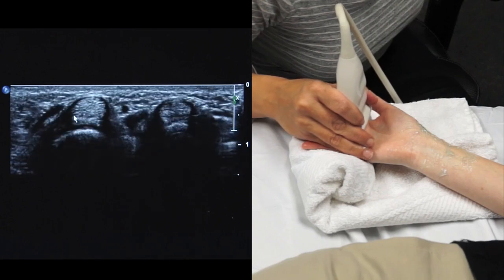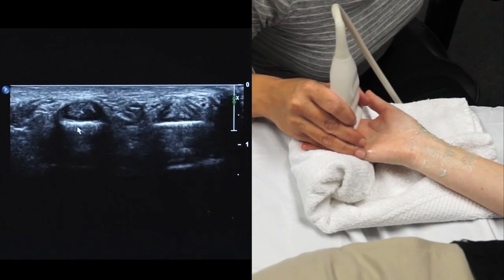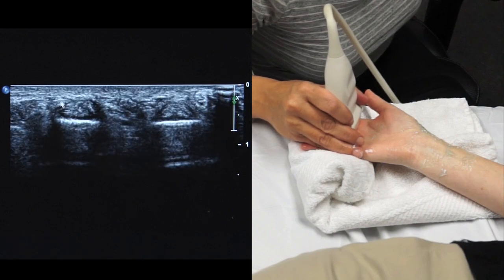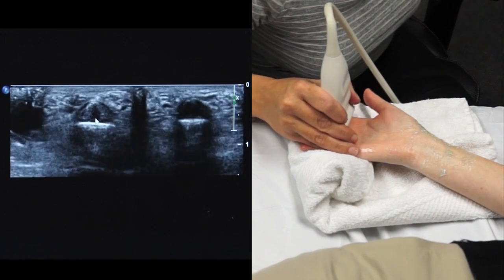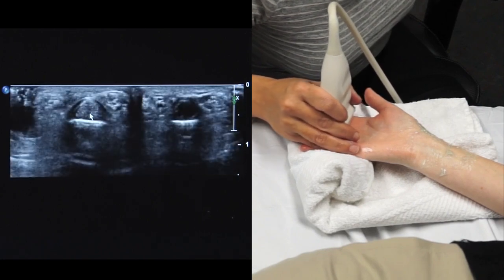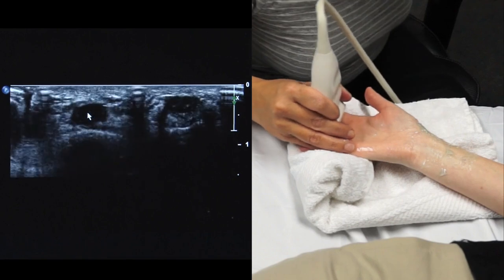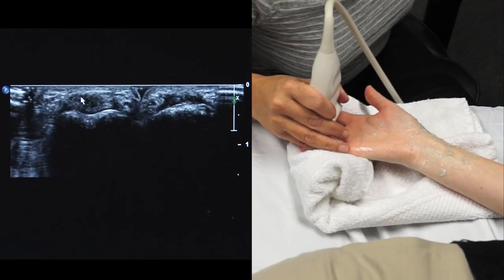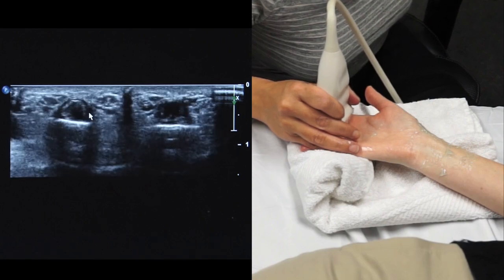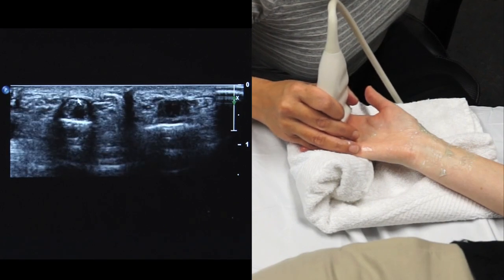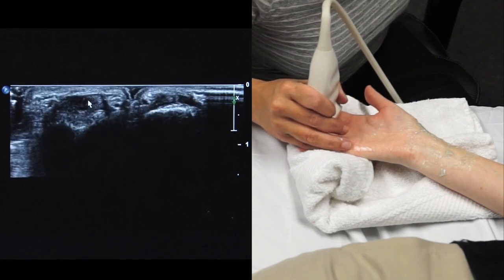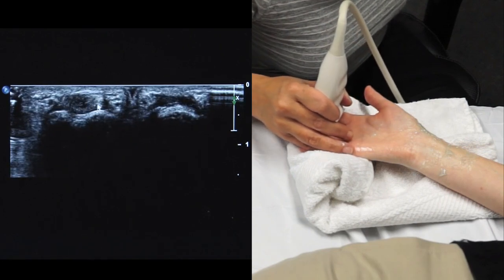Okay, so I just slid right across the joint here, and now we are looking at the A2 pulley, which is thinner in this patient, around the tendons, and I want you to appreciate when you don't see pulley and when there is pulley, because there's not pulley throughout the entire length of the flexor tendons. So here we see a halo where there is pulley, and then we lose that halo in the portions where there is no pulley.